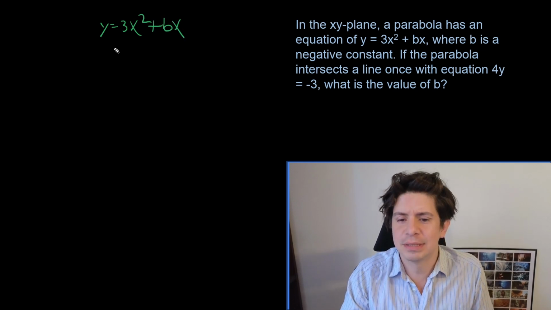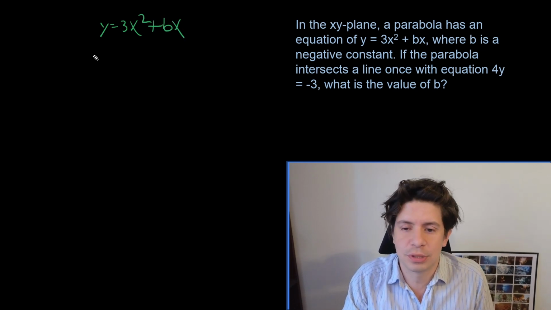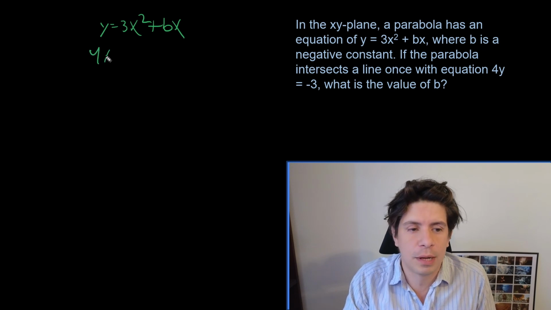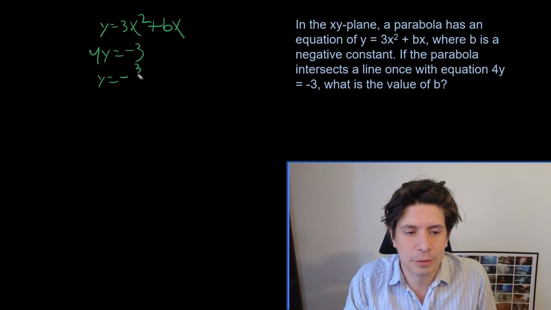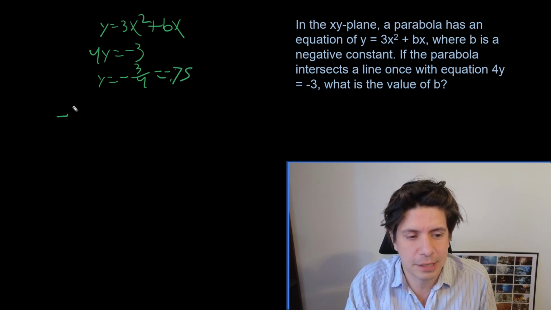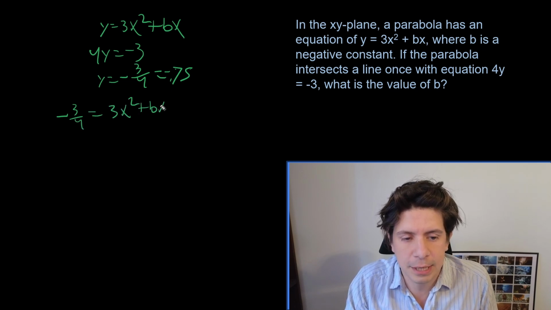The reason students struggle with this is because they don't understand how to do discriminants. So we're going to have 4y equals negative 3. I'm going to divide that by 4, and we're going to get y equals negative 3/4, which equals negative 0.75. Then I'm going to plug that in for y into the first equation. So I'm going to have negative 3/4 equals 3x squared plus bx.